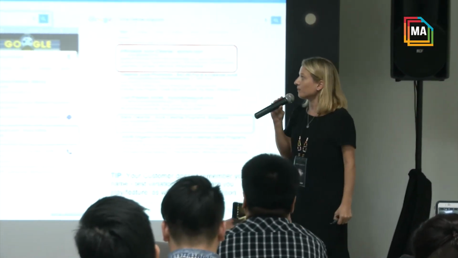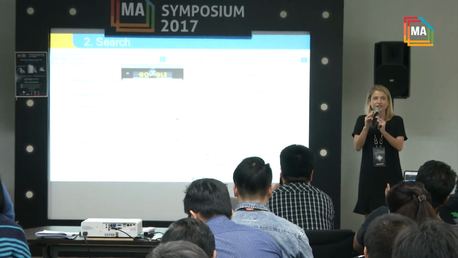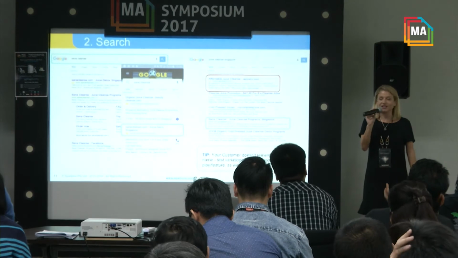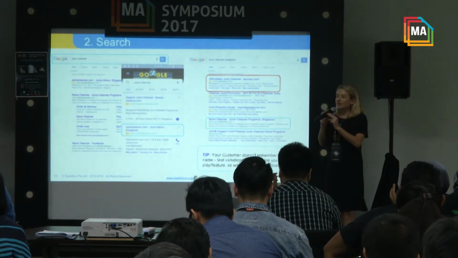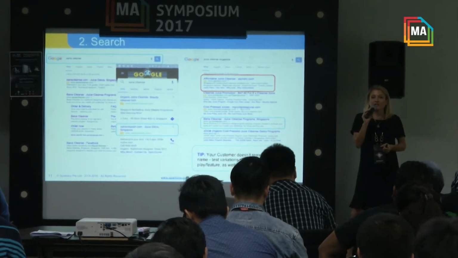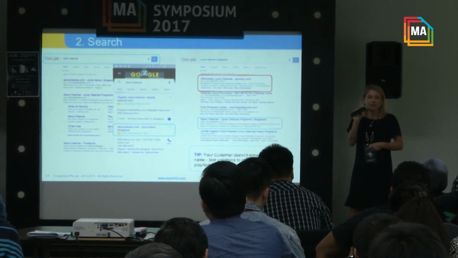The second one is search. So search is important, and it's important for a number of reasons. I'm using this example of Sana Cleanse because I was recently on a juice cleanse for 5 days, so it was top of mind as I was preparing this. But when I think, if I'm the owner of Sana Cleanse and people are going to search for juice cleansing, what kind of experience are they having?